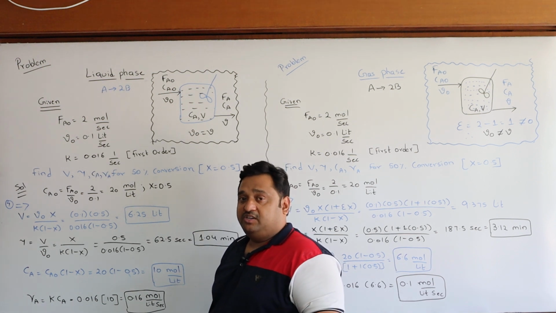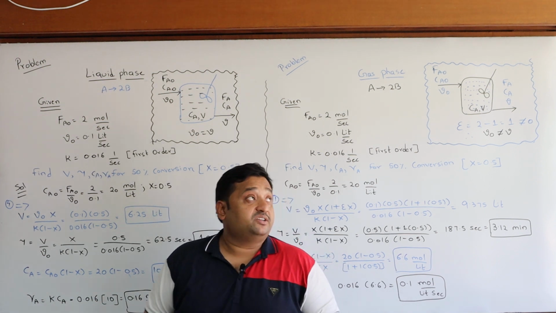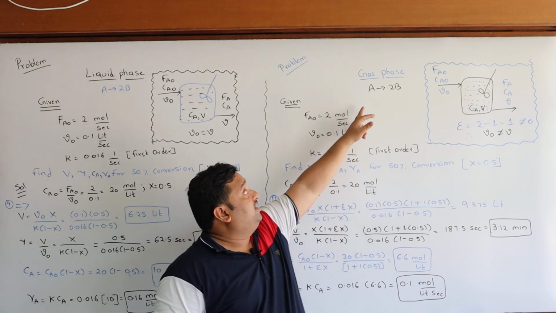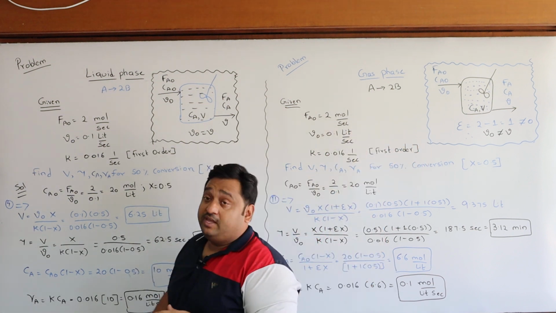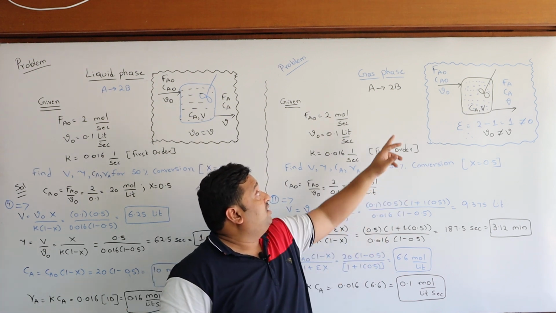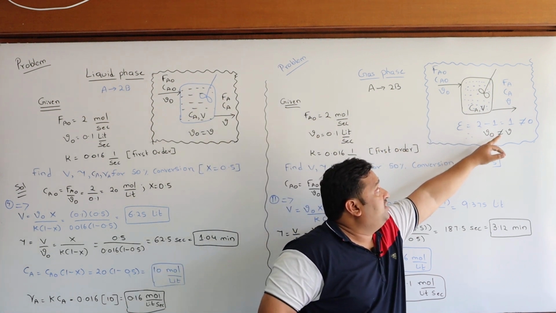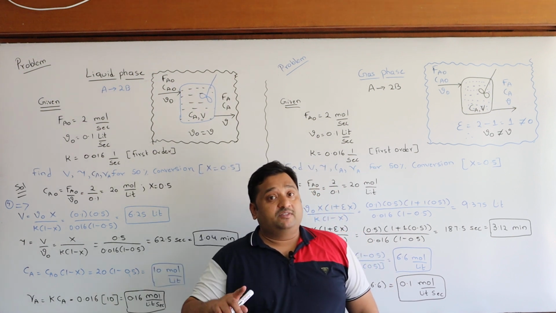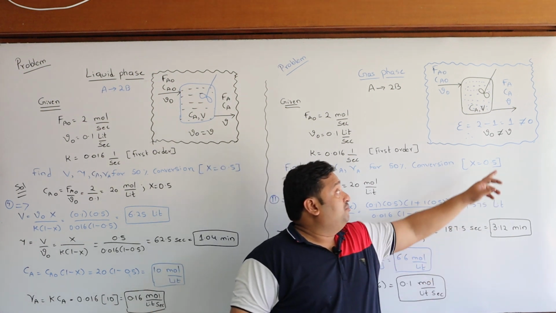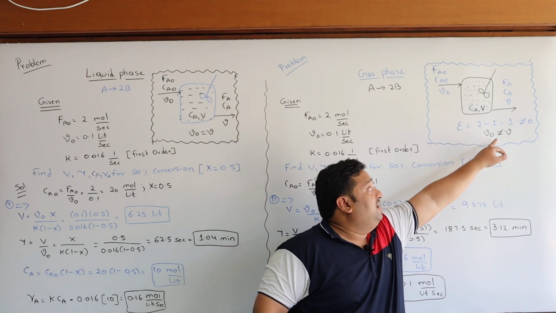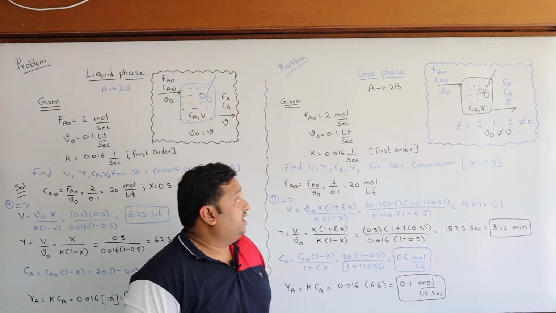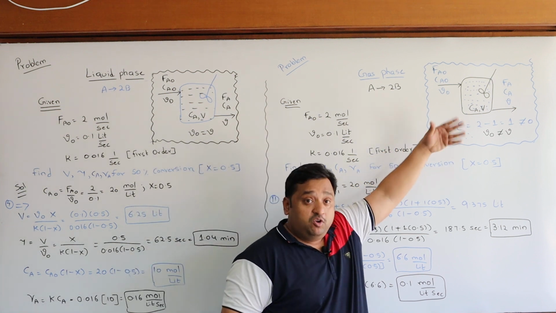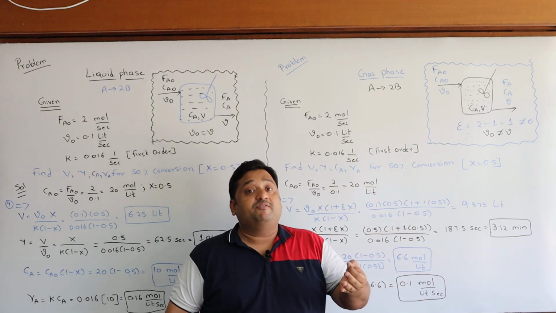Let us do the same calculation for the gas phase reaction. Now it is a gas phase reaction, the given reaction is A gives rise to 2B. Now my epsilon is equal to 2 minus 1, which is 1, not equal to 0. If epsilon is not equal to 0, that too for a gas phase reaction, my inlet volumetric flow rate will not be equal to the exit volumetric flow rate. In such cases, let us find out how much reactor volume is needed for 50% conversion.